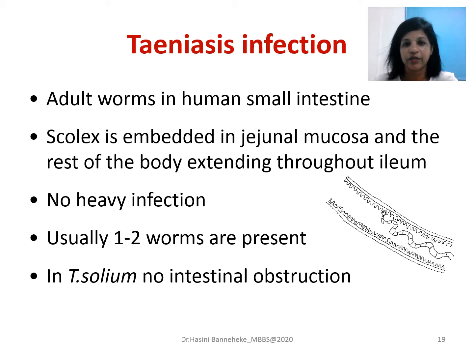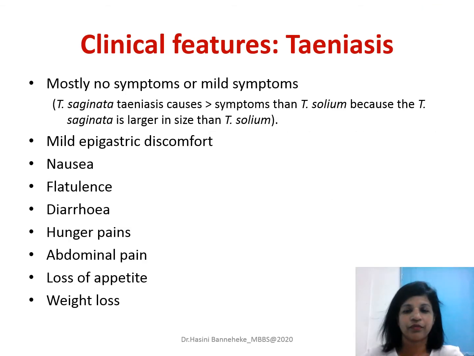Now these adults live in the small intestine, so the adult worms are causing the infection in the small intestine. How they adhere is that they are hanging on, as you can see here: the scolex is attached to the small intestinal mucosa, and the rest of the body is lying in the lumen of the small intestine. Generally, only 1 or 2 worms are present. Since Taenia solium is smaller in size, it does not cause intestinal obstruction in general.